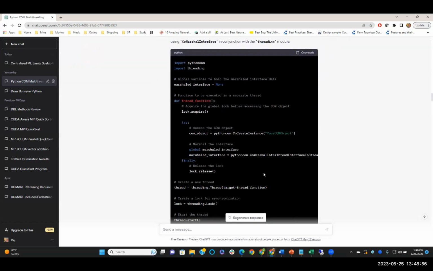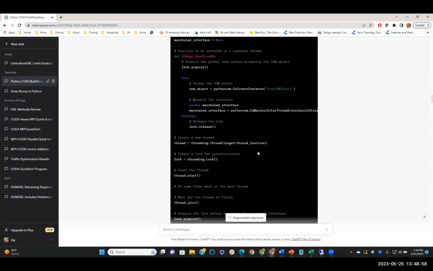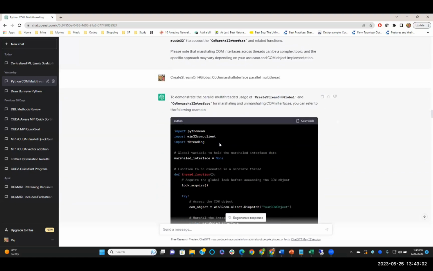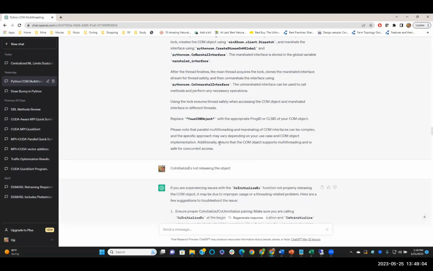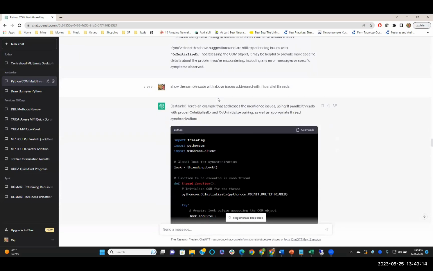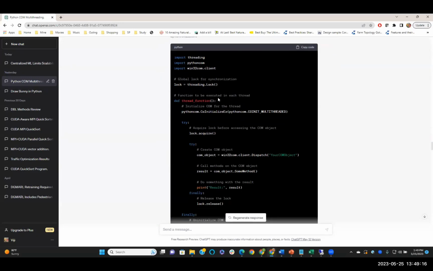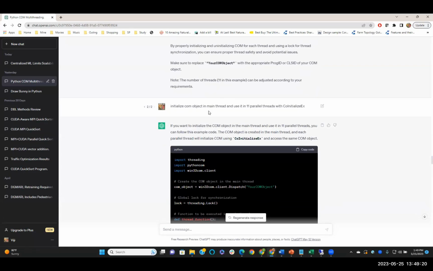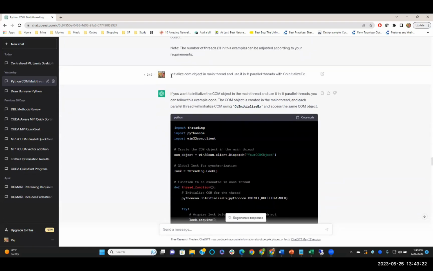I asked for an example with the CoMarshalling interface and multi-threading. Then it gave me another version of the example, and this worked, but it had an issue again while sharing the object. So I put in the error, because there are objects in Python, CoInitializeEx. It's not able to identify the object. Again it gave me a different version of code, but with a single thread.